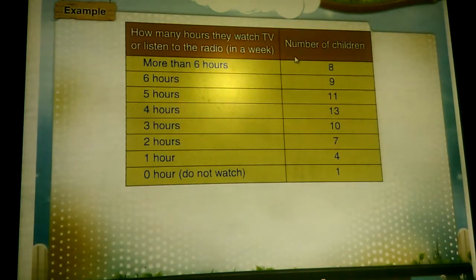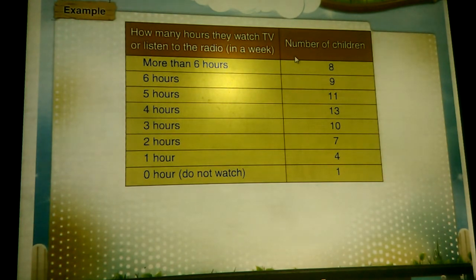Example. Here, the information from your friends about the time spent in a week on watching TV is collected and presented in a tabular form. Observe the table and answer the questions. There are 2 columns in the table. In the first column, the information about how many hours they watch TV or listen to the radio in a week is given. And in the second column, the number of children watching TV or listening to radio is given.